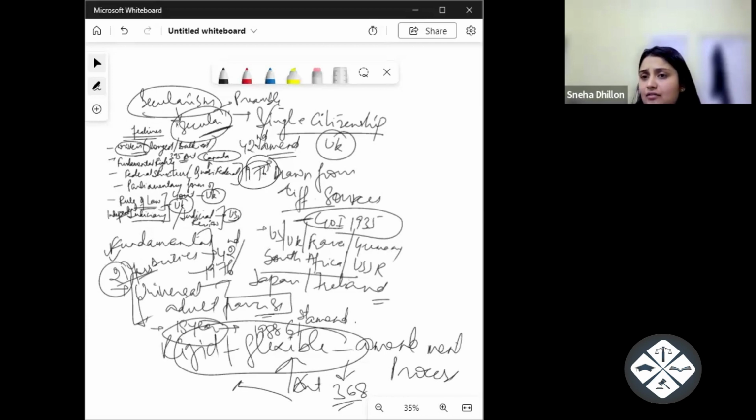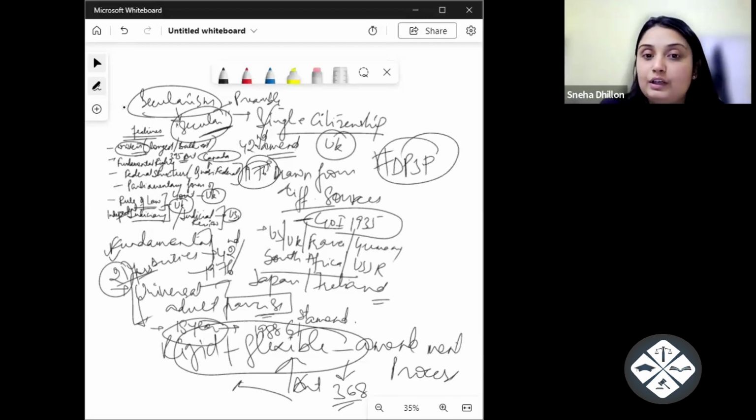Then we have directive principles of state policy. This is also a fundamental feature of the Indian Constitution. We have directive principles of state policy, which are goals which need to be achieved by the Indian government in whatever laws they are laying for the country.